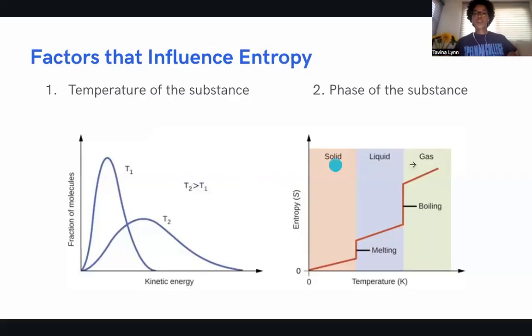This is for water, I think, going from solid, liquid to gas. So if we think about the microstates that the water molecules form in a solid versus a liquid versus a gas, we're going to see that the number of microstates will increase as we go from solid to liquid to gas, hence why the entropy increases.